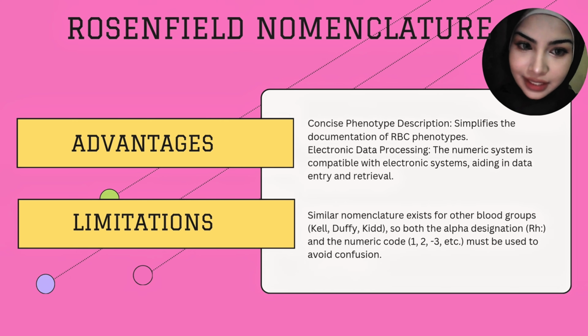So what are the advantages and limitations of Rosenfield nomenclature? The advantage is concise phenotype description. It simplifies the documentation of RBC phenotypes, and the numeric system is compatible with electronic systems, which aids in data entry and retrieval. The next one is limitations. Similar nomenclature exists for other blood groups, which are Kell, Duffy, and Kidd. So both the alpha designation on the races and the numeric code, 1 to 3 etc., must be used to avoid confusion.